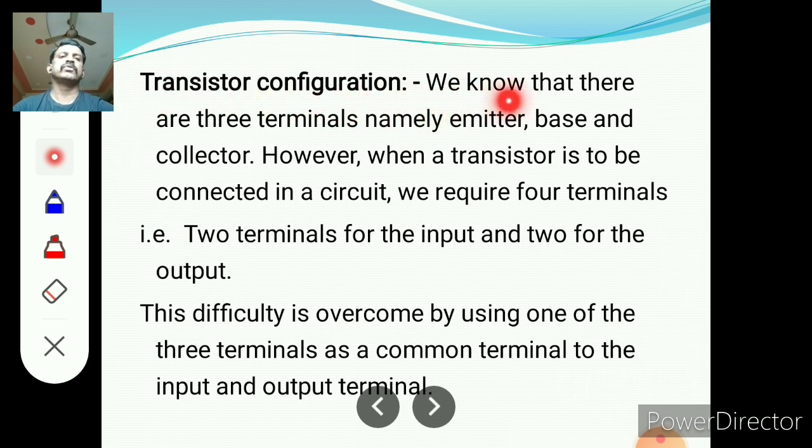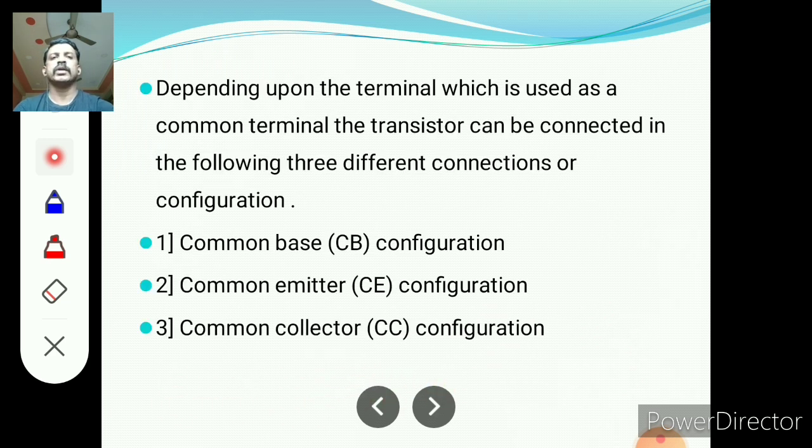Transistor configuration. We know that there are three terminals, namely emitter, base and collector. However, when a transistor is to be connected in a circuit, we require four terminals, that is two terminals for input and two terminals for output. This difficulty is overcome by using one of the three terminals as a common terminal to the input as well as the output. Depending upon the terminal used as common, the transistor can be connected in three different configurations: common base configuration CB, common emitter configuration CE, and common collector configuration CC.